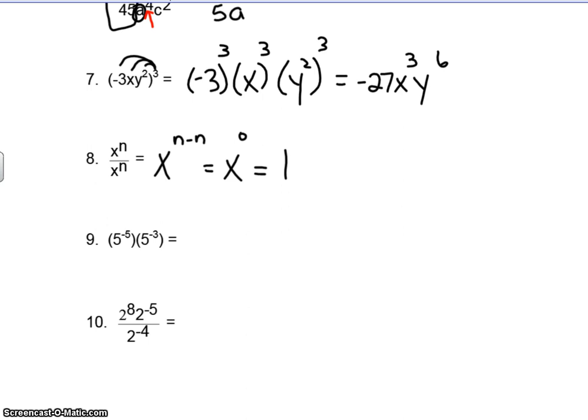On number 9, we have the same base of 5. So 5 to the negative 5 plus negative 3. That's going to be 5 to the negative 8 power. Since the exponent is negative, the reciprocal is 1 over 5 to the 8th power.